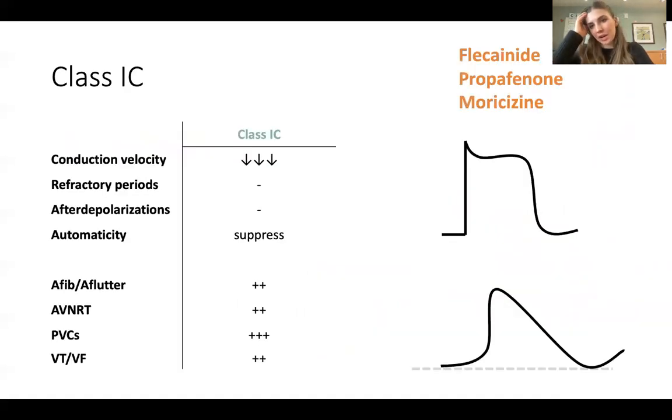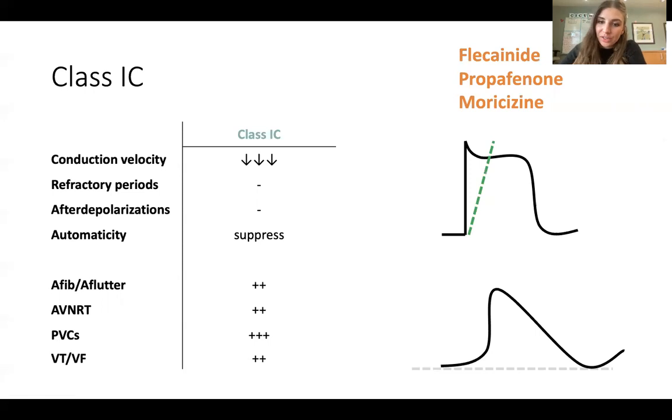The last class 1 agents are flecainide, propafenone, and moricizine. These have really slow dissociation kinetics, so they stay on that receptor for quite some time. That correlates to a significant reduction in your conduction velocity. They have no effect on refractory periods, which means they don't cause early afterdepolarizations. That doesn't mean these agents are not proarrhythmic. They are probably the most proarrhythmic in this class 1 group; they just cause proarrhythmias through different mechanisms.